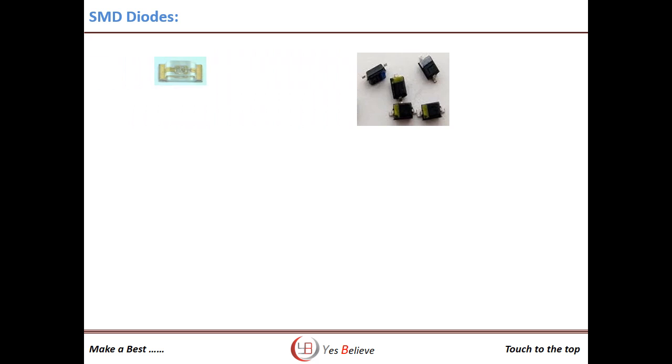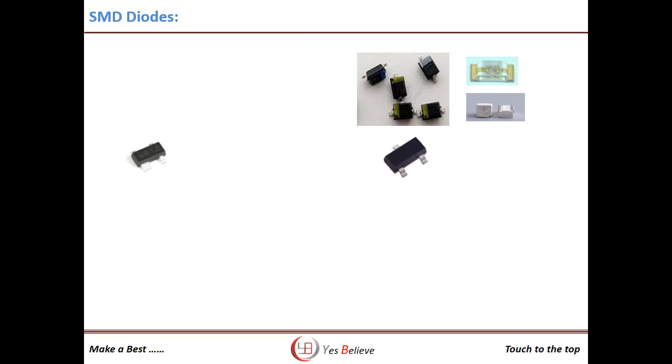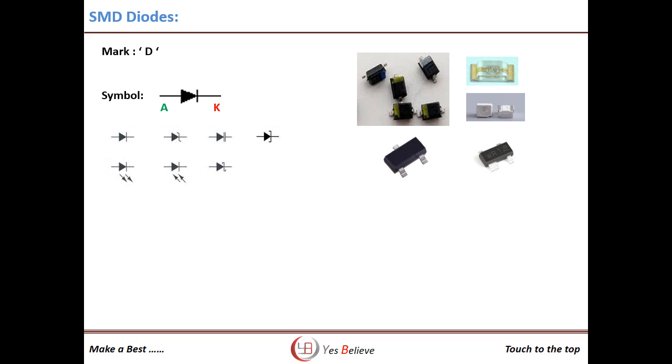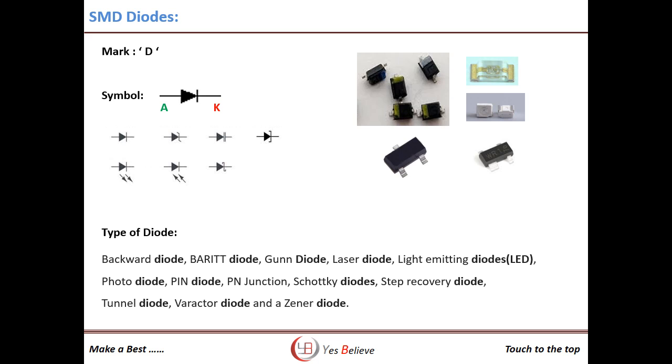The next device is the diode. It is a PN junction bipolar semiconductor device used in various circuits. The SMD diodes are very small in size. The diode is marked by capital D. Depending upon its type, the symbol is different. The types of diodes are backward diode, varactor diode, Gunn diode, laser diode, light emitting diodes, photodiodes, PN diodes, PN junction, Schottky, step recovery diodes, tunnel diode, varactor diode and Zener diode.